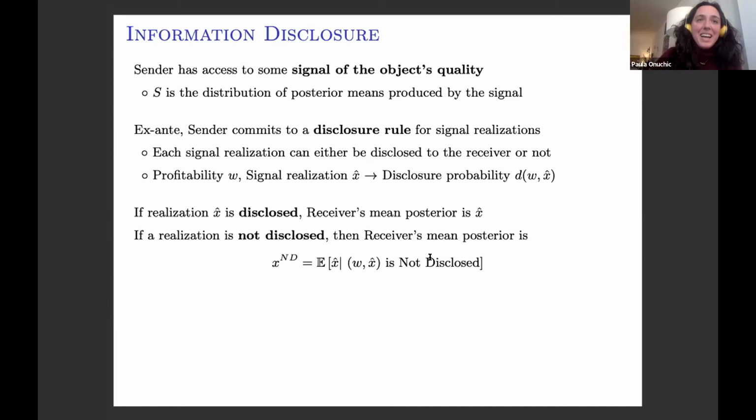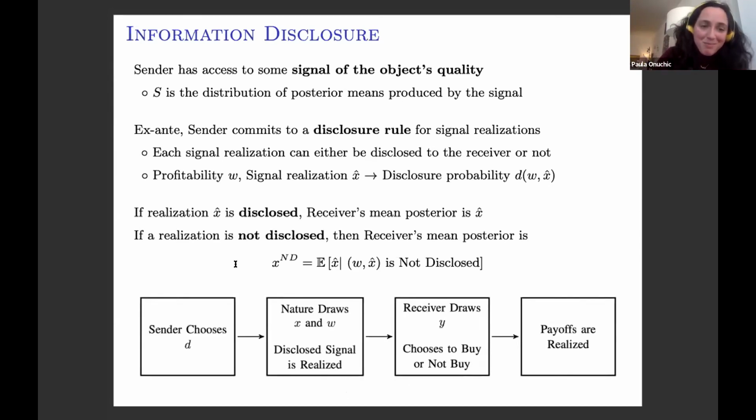In particular, it's important here that because the receiver does not observe the profitability, he is conflating in this expectation situations in which the object was very profitable and the sender didn't reveal, with situations in which the object was not very profitable and the sender didn't reveal. Okay, so through this pool the sender can create, he has some ability to manage the expectations of the receiver.